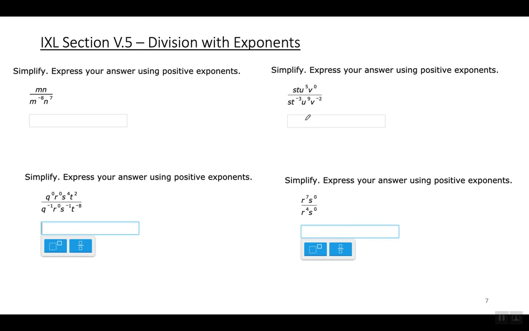Oh, no, I'm sorry. I didn't see where that exponent was. The t's are t to the 1st power over t to the negative 3rd power. All right, so 1 minus negative 3 becomes 1 plus 3, which equals 4. So my answer is going to have t to the 4th power on the top.